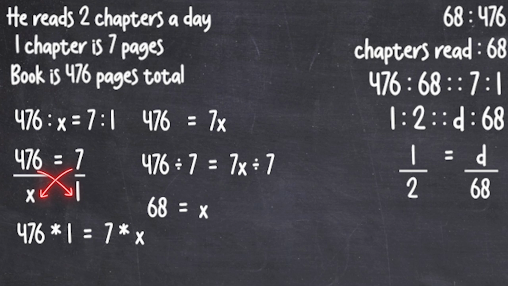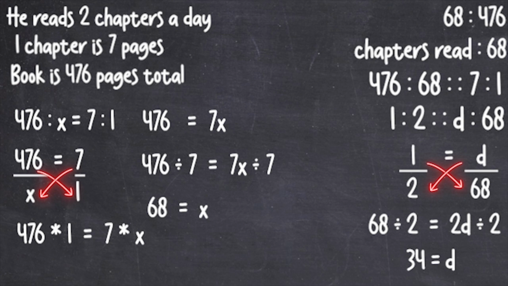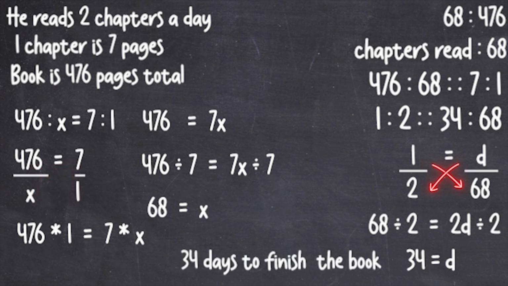Now we cross multiply. This gives us 1 times 68 equals D times 2, which is essentially 68 equals D times 2. Since we are going to solve for D, just like our previous problems, we need to isolate the D. We can do so by dividing both sides of the equation by 2. This gives us 68 divided by 2 equals 2D divided by 2, which simplifies to 34 equals D. So the proportion is 1 to 2 equals 34 to 68, meaning the man needs 34 days to finish the book.